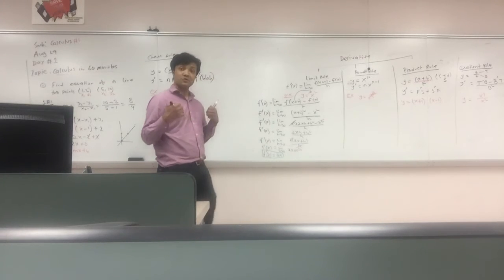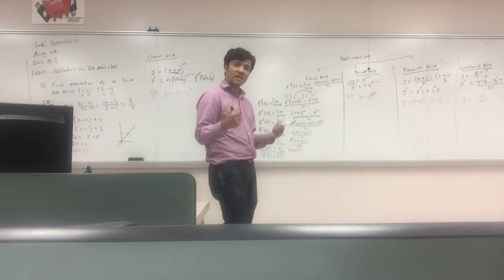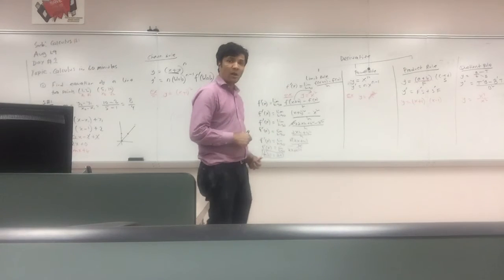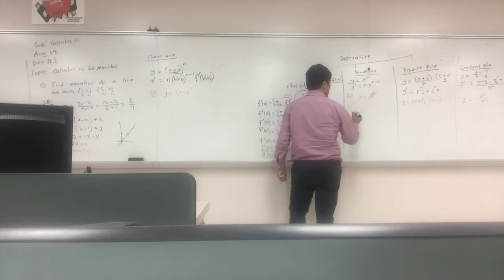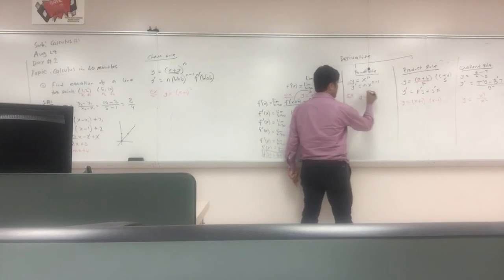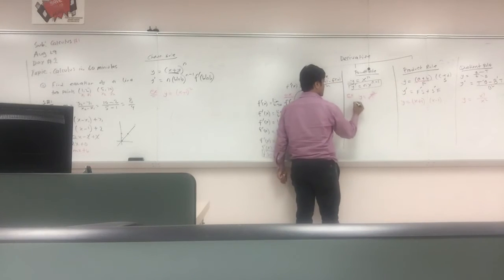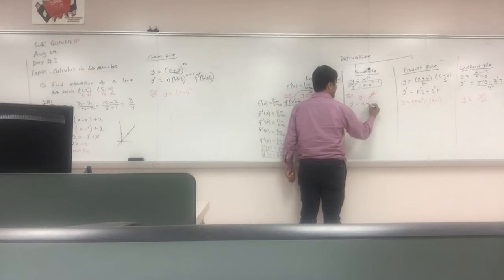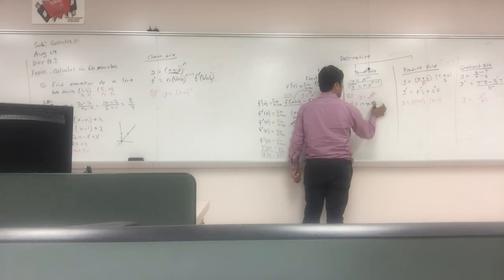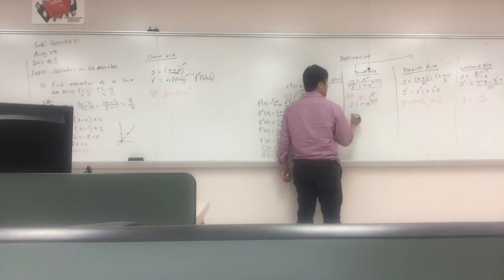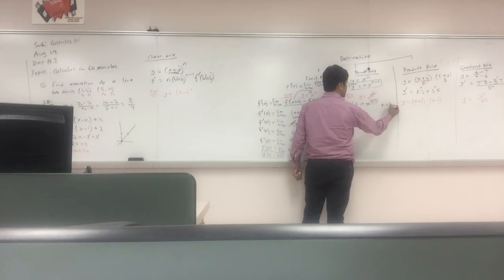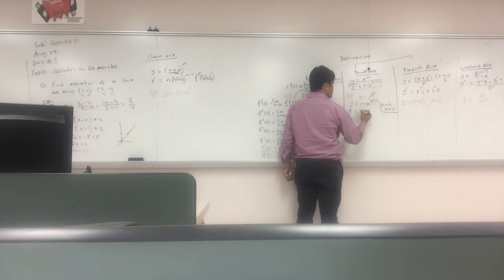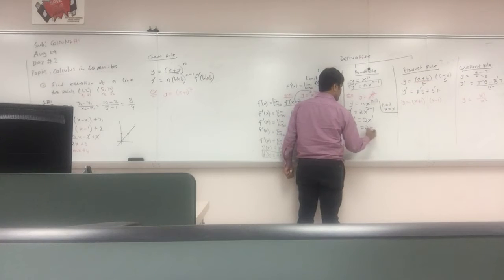So we're gonna solve the same problem using the power rule. Let's see how that goes. As we explained, the power rule is this one. So y prime is n x to the n minus 1. So we know that n is 2 and x is x. So y prime is 2x to the 2 minus 1. So y prime is 2x to the 1. So y prime is 2x.